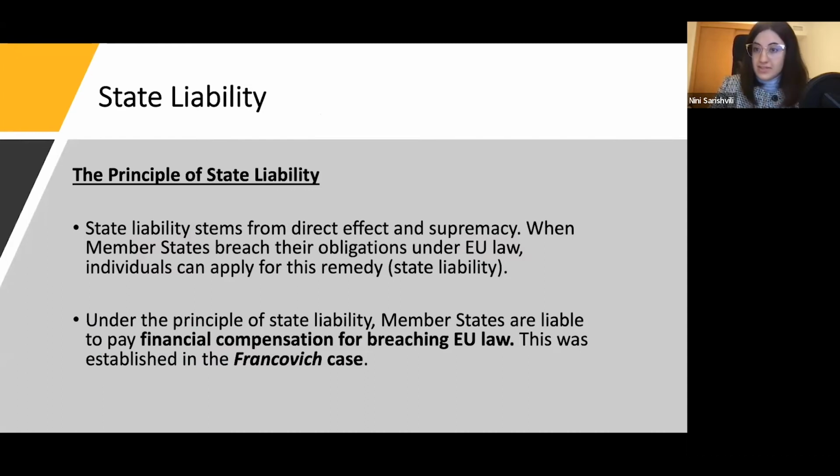Now we can discuss state liability. When member states breach their obligation under EU law, individuals can apply for this remedy. Individuals can apply for breach of directives. That's another topic, but now we're going to talk about state liability specifically. State liability often comes as a mixed topic in a problem question on exams, and it's usually mixed with direct effects of directives. So make sure that you practice on answering the problem question on this topic.